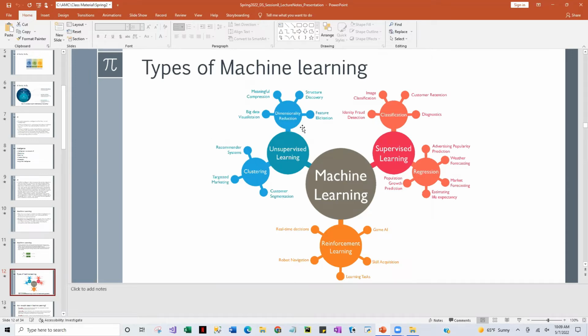I'm not that familiar with it, so I'm not able to get more examples on this one. But I have more familiarity with supervised learning. That's why I can talk a little more on this one. But these are the types of machine learning.